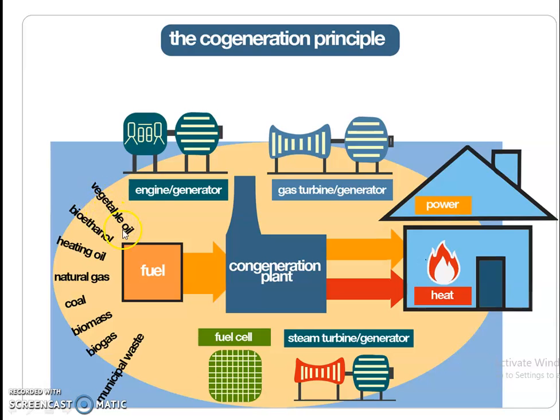For example, you can use vegetable oil, alcohol, furnace oil, natural gas, naphtha or methane, and coal, bituminous coal and anthracite coal, and biomass such as wood chips, sawdust or briquettes, as fuel to produce electricity with the help of the cogeneration unit.